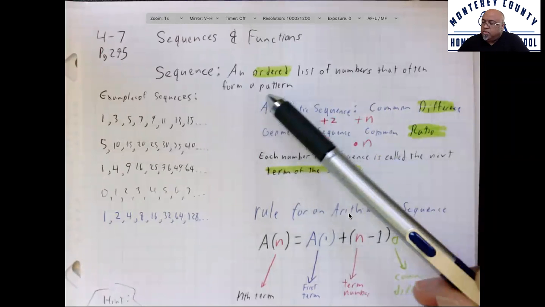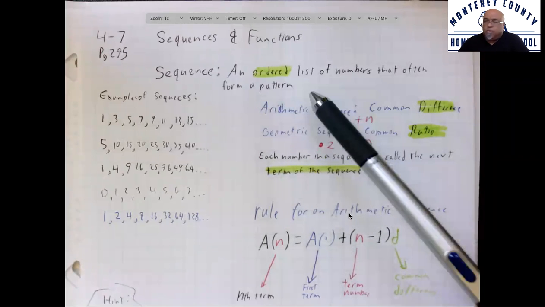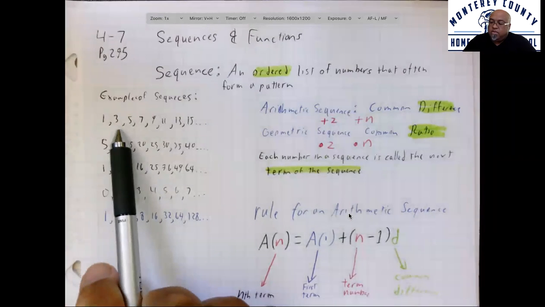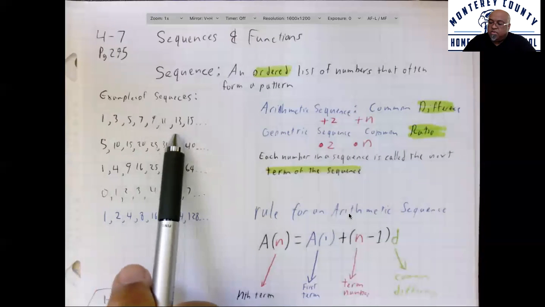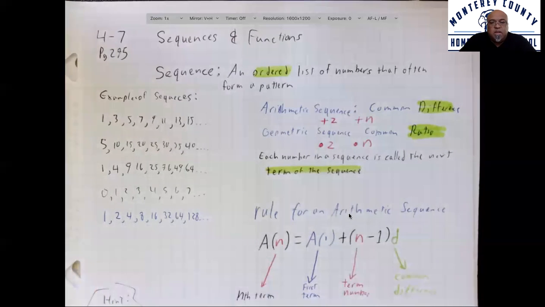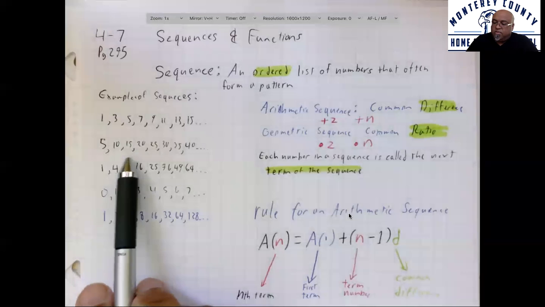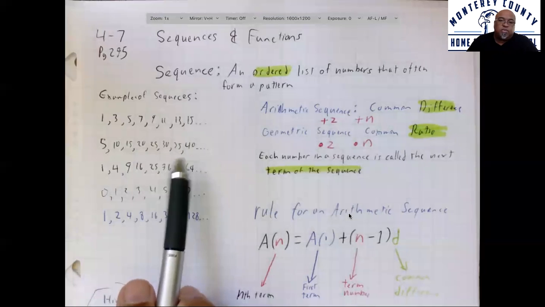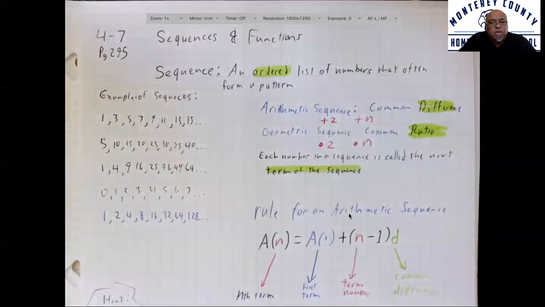A sequence is an ordered list of numbers that often form a pattern. Basically, you can just think about it as just numbers in order, okay? So here's some examples of different sequences. There's 1, 3, 5, 7, 9, 11, 13, and 15, and so on. Okay? You could try to guess what the next term would be. Here's another one. 5, 10, 15, 20, 25, 30, 35, 40. You can guess what the next term would be there. The next one is 1, 4, 9, 16, 25, 36, 49, 64.